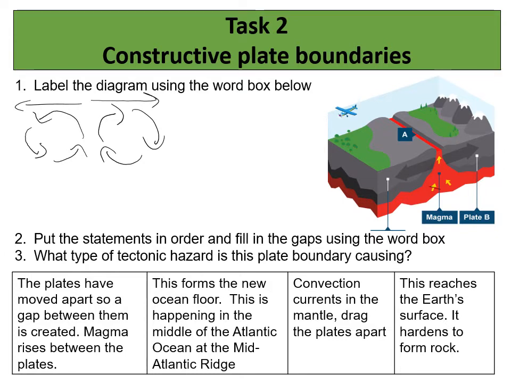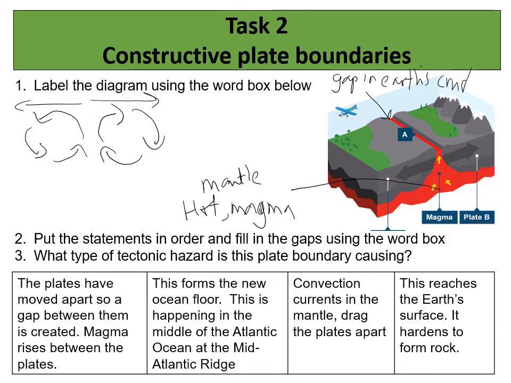So what type of things can we add to this? Well, it might be worth writing that this is the mantle, and that's where we have the hot viscous magma. It might be worth writing here that this is a gap in the Earth's crust. And also it might be worth writing down something about what the plates are. So this is known as the North American plate. So you'll have to think back from your work from last week. So this is the North American plate. And then this plate here is the Eurasian plate.